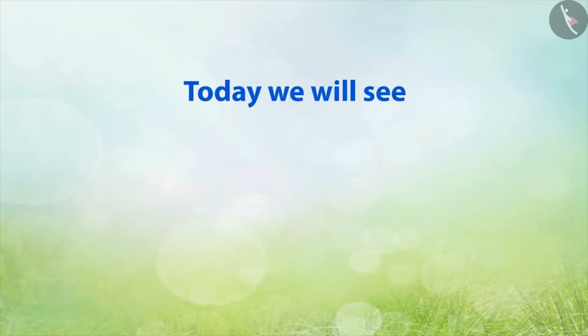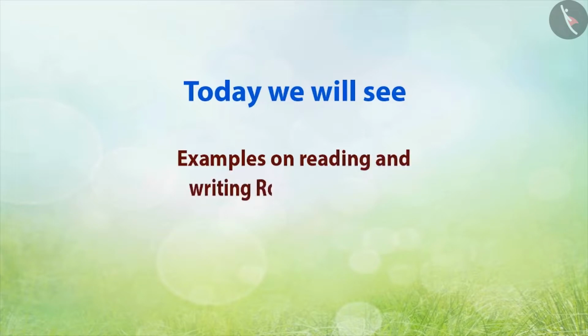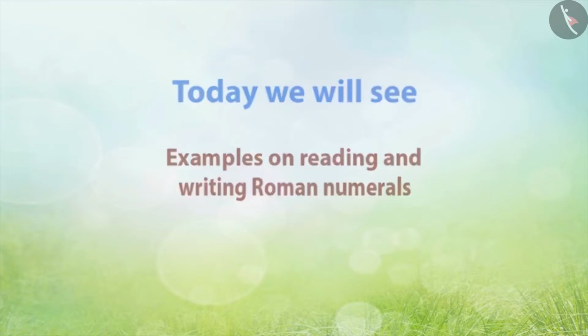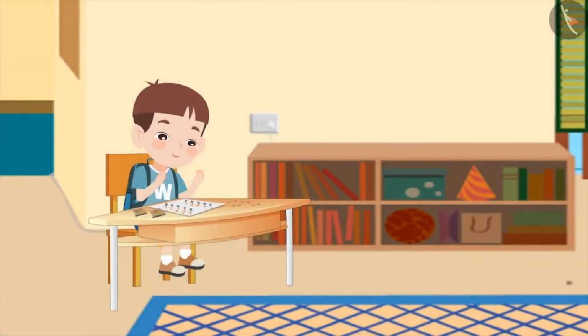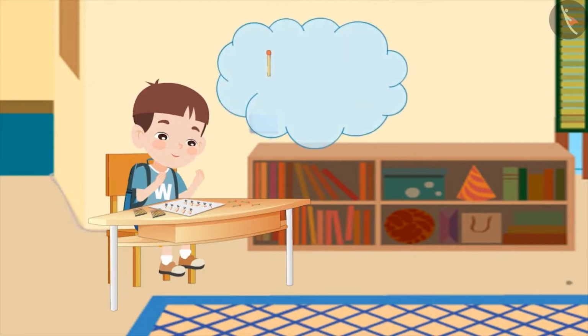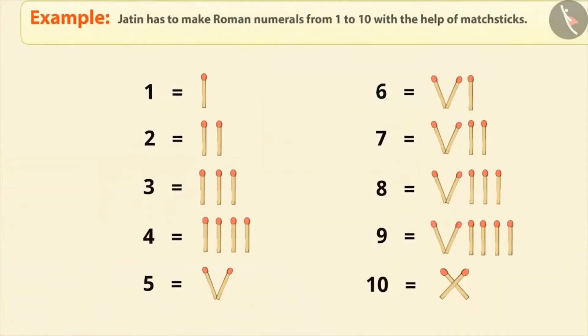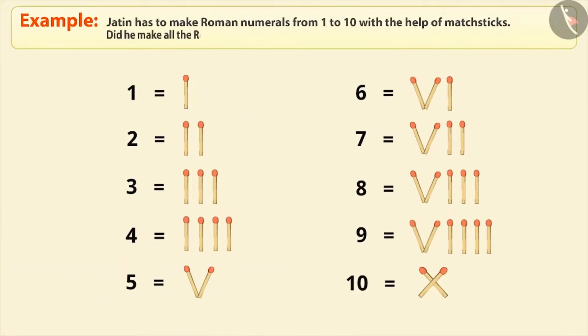Today we will see some examples of reading and writing the Roman numerals. Jatin was doing his holiday homework. He has to make Roman numerals from 1 to 10 with the help of matchsticks. Look at the chart he has prepared. Has he made all the Roman numerals correctly?